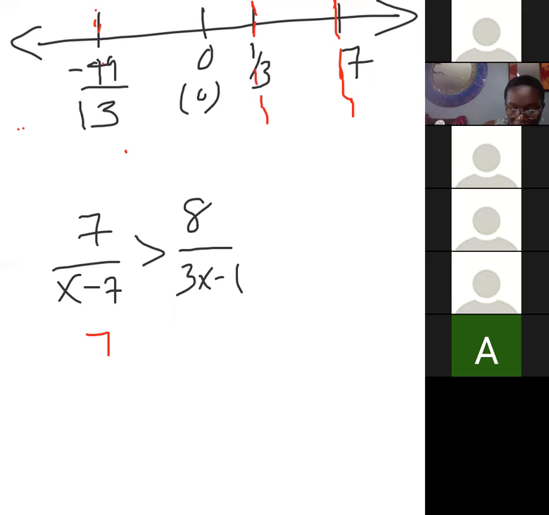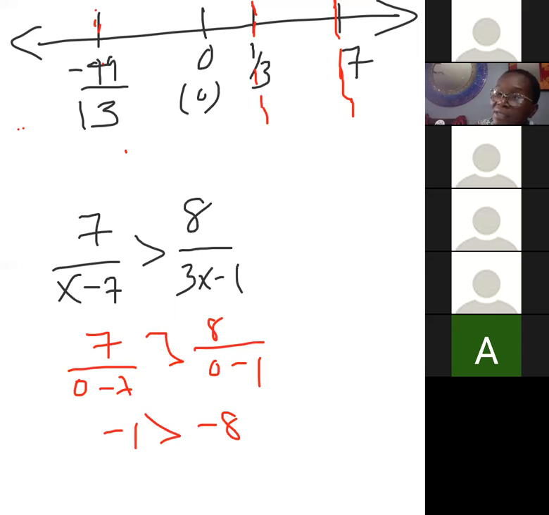We're gonna take 0, plug it in for each x. Plug it in to the original problem and see what it does to the problem, okay? So here, we're gonna get 7 divided by negative 7, that's negative 1. 8 divided by negative 1 is negative 8. Is negative 1 greater than negative 8, guys? Yes. So this region right here is true.